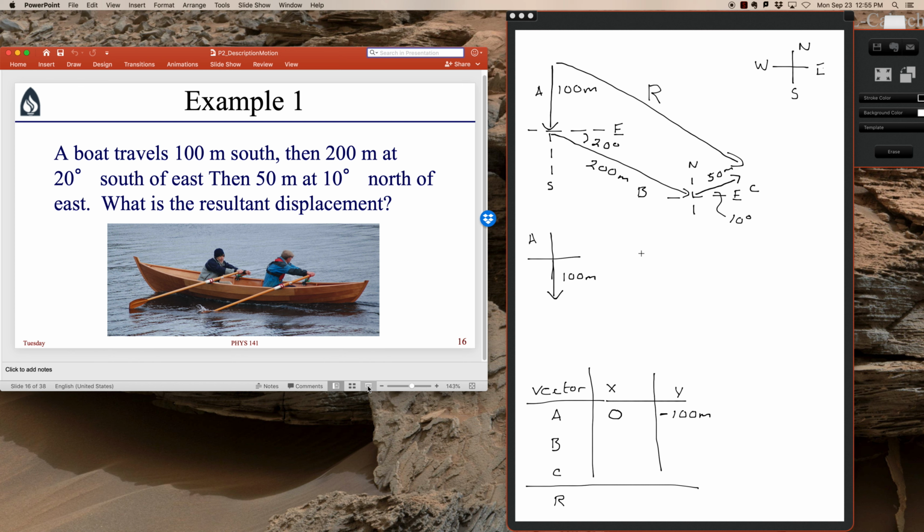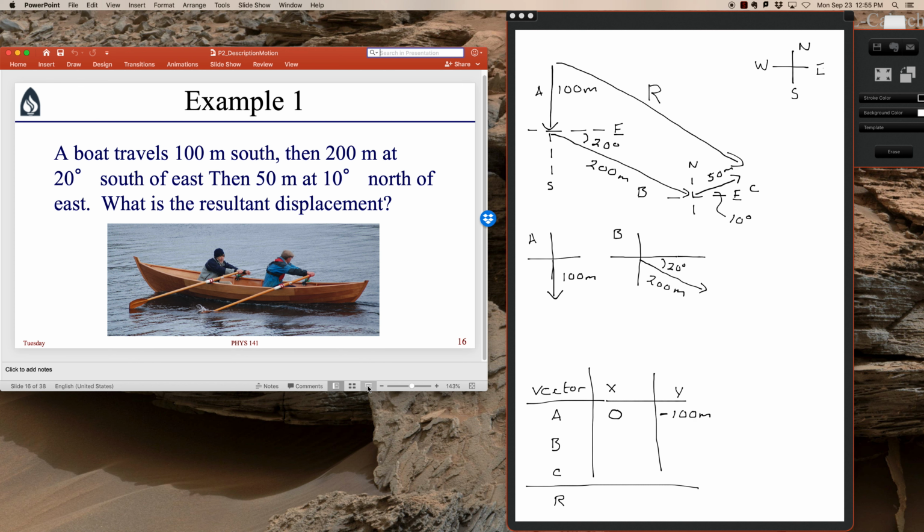Vector B isn't going to be quite as simple as vector A because it has a component in both the x and the y directions. It makes an angle of 20 degrees with the positive x-axis, and it has a length of 200 meters. So this is my vector B. I need to break this vector up into x and y components.